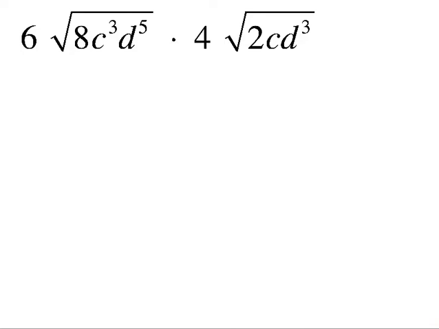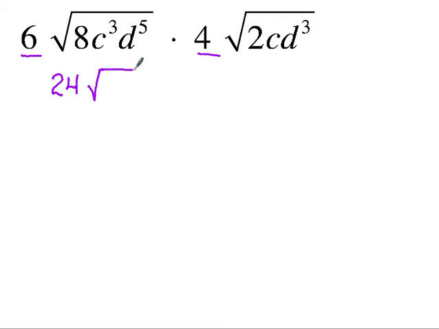Okay, here's going to be the problem, and what it's going to do is kind of be an intro to tomorrow, kind of like what we did yesterday. And if you wanted to, you could actually start working on your future assignment as well. So now, if you notice, I have 6 times the square root of 8c cubed d to the 5th, times 4 times the square root of 2cd cubed. So first of all, I'm going to combine the outside, 24.